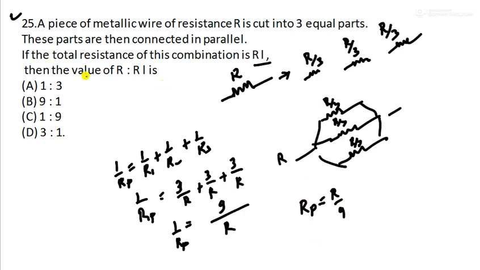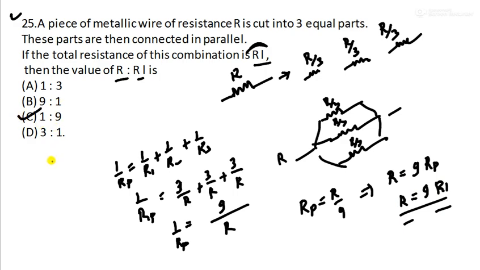It means what? The value of R is to R1. If I write like this, R can be written as 9 Rp. Correct? Rp is which one? This one, the new resistance. So R is equal to 9 times R1. So R is to R1 is 1 is to 9. Option number C is the right answer. Got it? You have to understand the question, then frame the given question in diagrammatic form and then solve it. Moving to the next question.